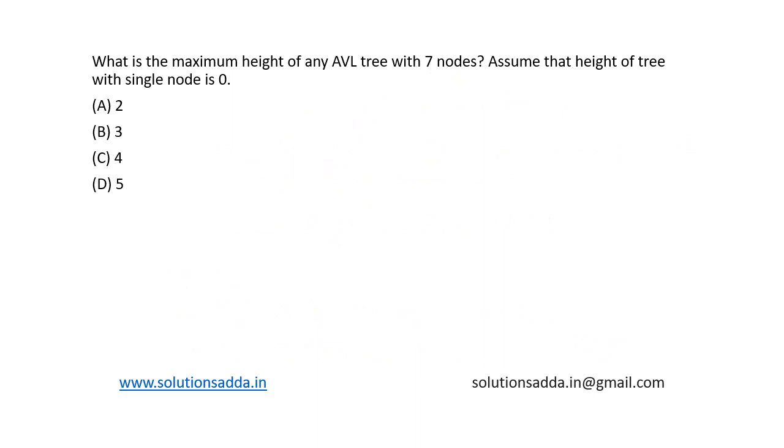So let's try to draw the tree here. One node, second node and third node, fourth and fifth, sixth and seventh. This is the maximum height of the tree with 7 nodes. So the height is 1, 2 and 3. This is the correct answer, option B.